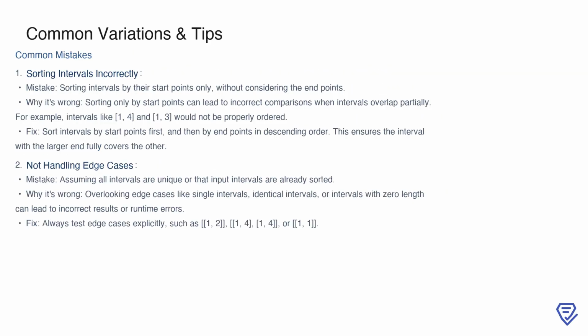One common mistake in solving the remove covered intervals problem is sorting the intervals incorrectly. A frequent error is sorting them only by their start points, which can fail when intervals overlap partially. For instance, if we have intervals [1, 4] and [1, 3], sorting only by start points will not account for the fact that [1, 4] fully covers [1, 3]. The correct method is to sort by start points first and then by endpoints in descending order. This ensures that the interval with the larger end is considered first, making it easier to identify covered intervals.